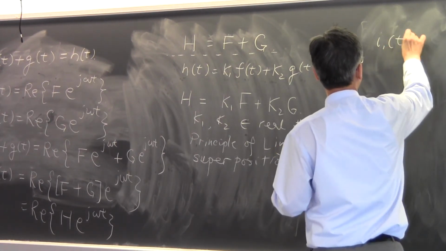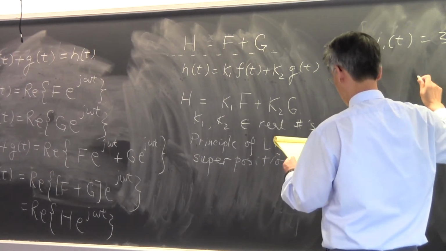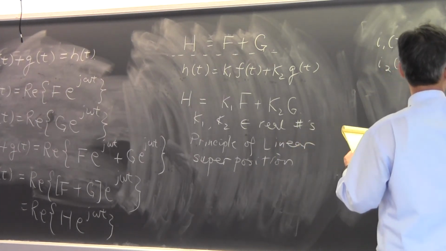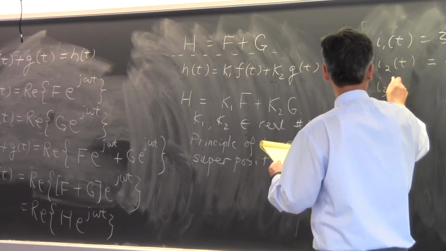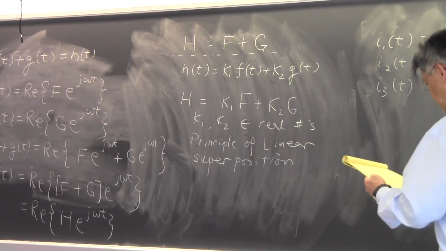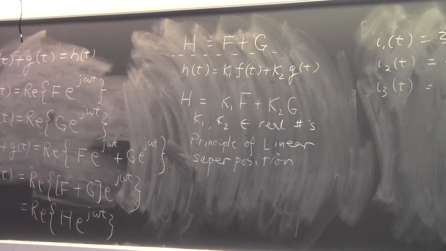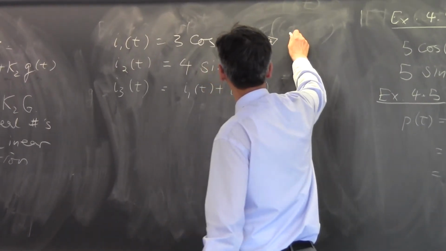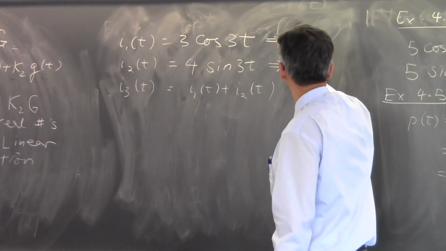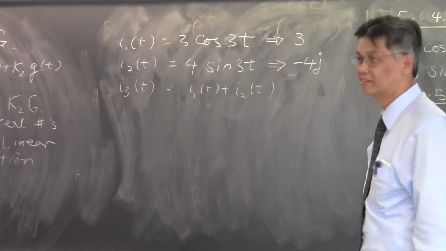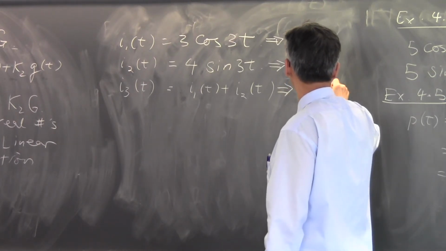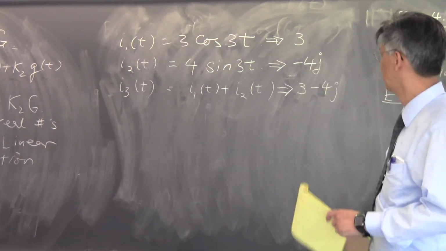So if I have I1(t) equal to 3 cosine of omega t, or cosine 3t, I2(t) equal to 4 sine of 3t, and I3(t) equal to I1(t) plus I2(t). What is the Phasor form for I3? The Phasor form for this is just 3. The Phasor form for this is what? Negative 4j, okay? Very good. Some of you are getting to be pro at that. And then the Phasor form for this would be 3 minus 4j. That would be the Phasor form for that.